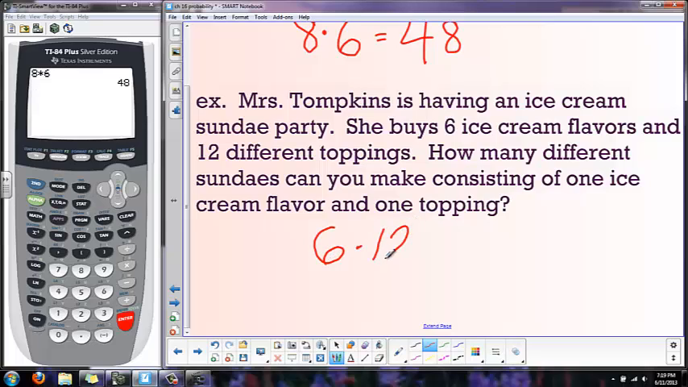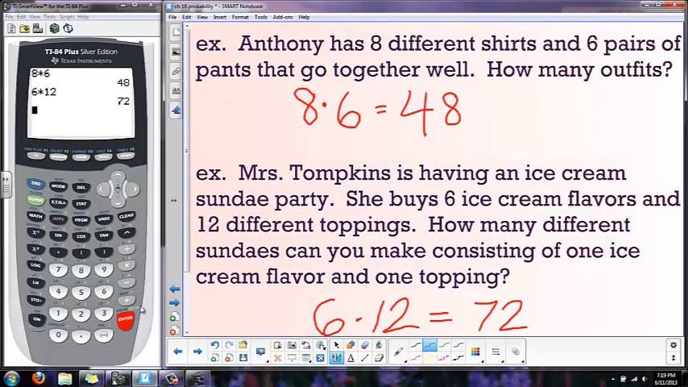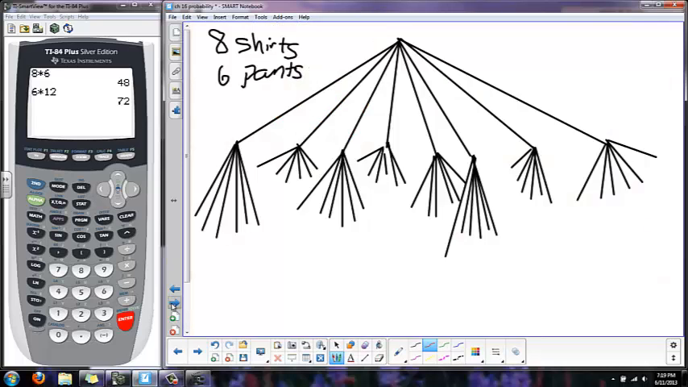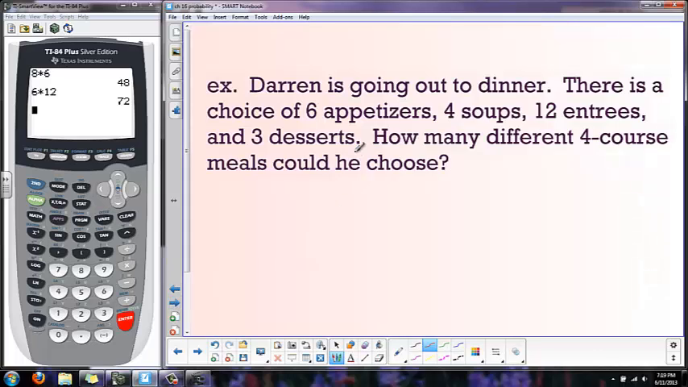I really would not like to see the tree diagram for this one because you need 6 branches first and then 12 branches coming off of every single one of those. So instead, I'm just going to multiply these together and get 72 total options of ice cream sundaes that you could make, which is pretty cool to think of. Alright, so that's called the counting principle. It's not too bad. I think we have another question.